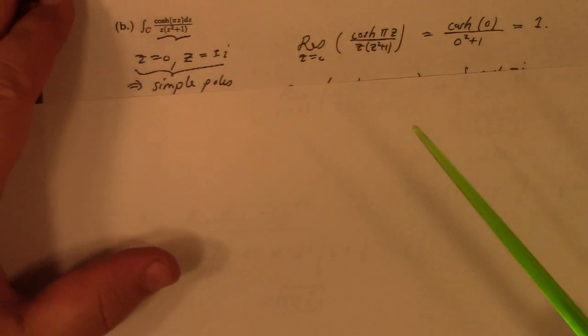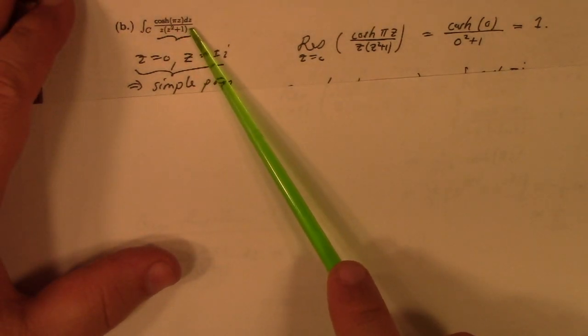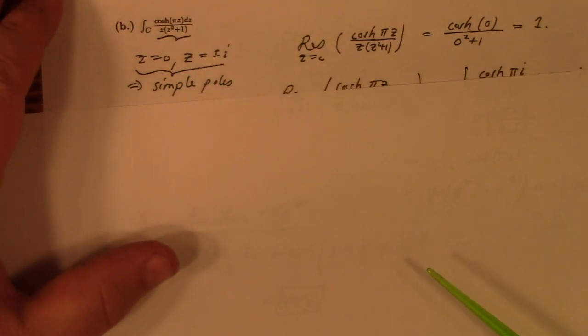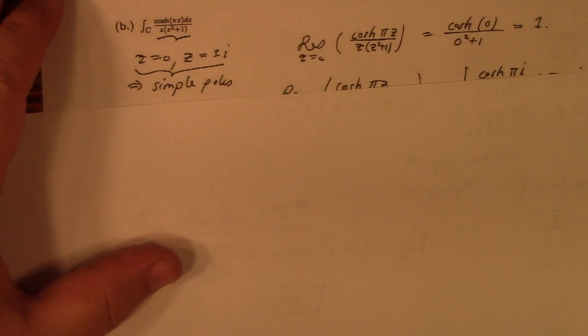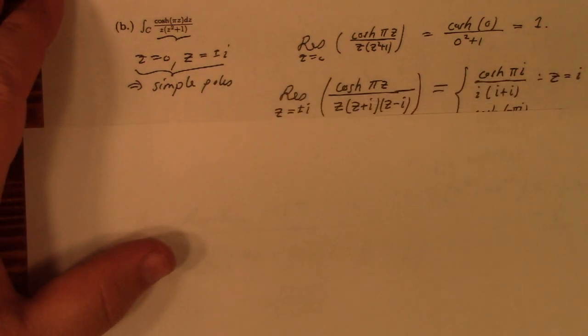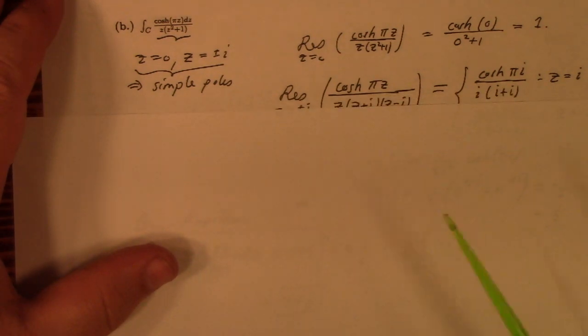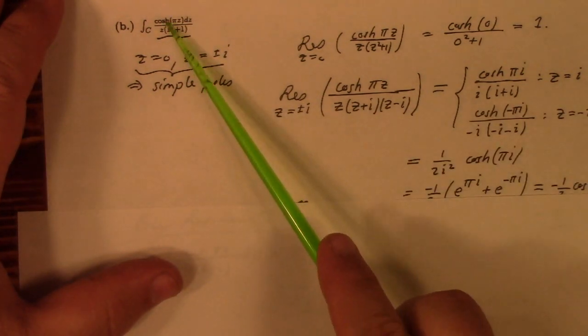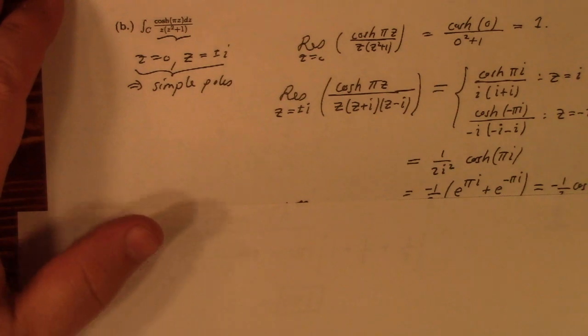Part B, calculate the integral of cosh pi z over z times (z squared plus 1). Again, it's the same circle of radius 2. And so there's 0 and plus or minus i. There's three singularities inside the circle of radius 2. And so what I do, I calculate the residue of this function at each one of those points.